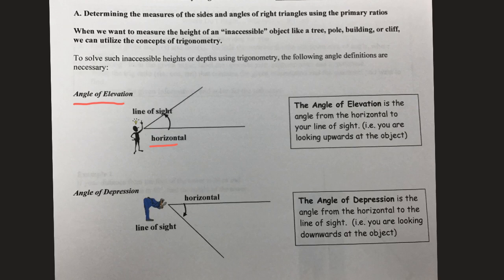Now your angle of depression is the opposite. If you think of somebody who's depressed, they're feeling low. Your angle of depression is something that is below you. So we have our horizontal line and you are looking downwards by some amount.